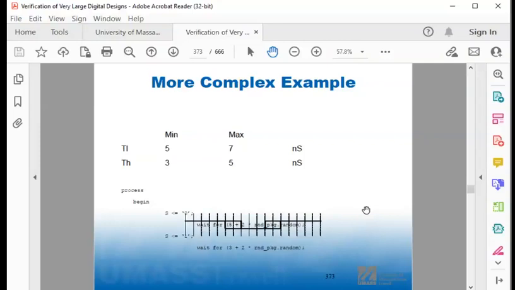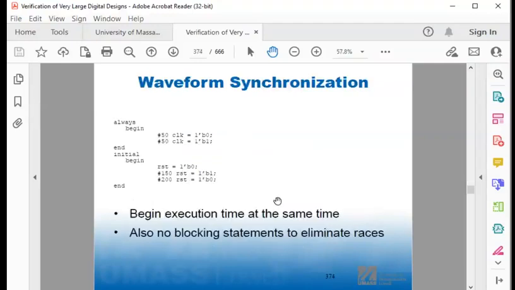So this is how you use a random number in a time-based system, right? By moving the time. It's not just generating random values. Don't do this for the homework, but you might need to do something like this. If you, for example, had a request grant kind of cycle and you wanted to vary the time you got a grant with respect to the request, you do something like that. Synchronizing waveforms, right?